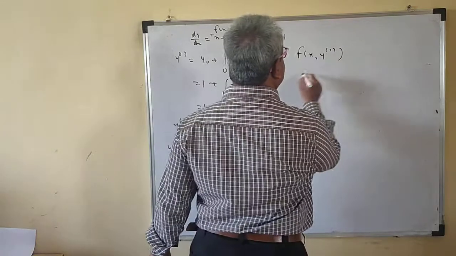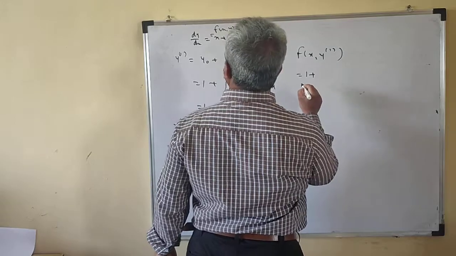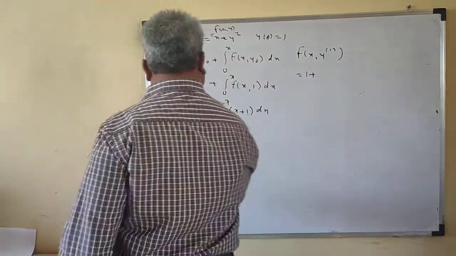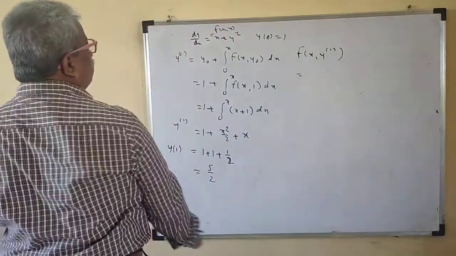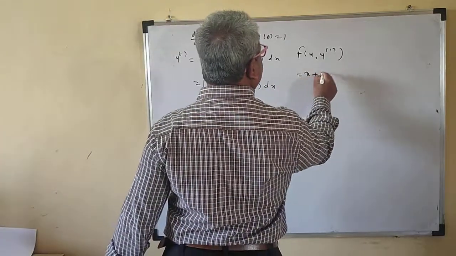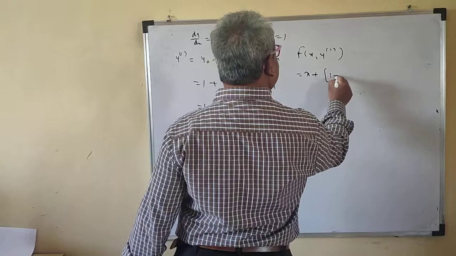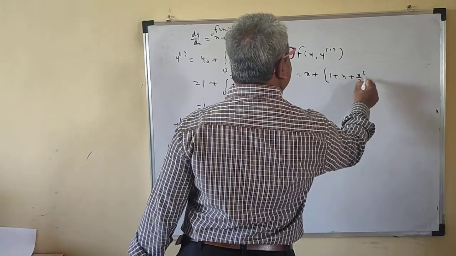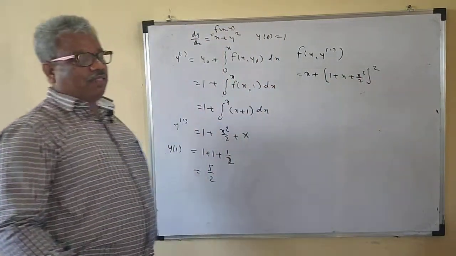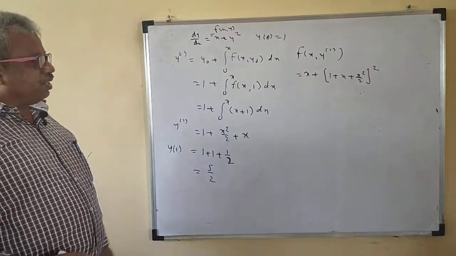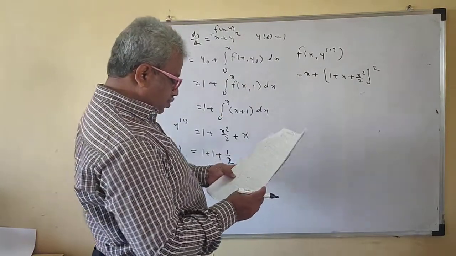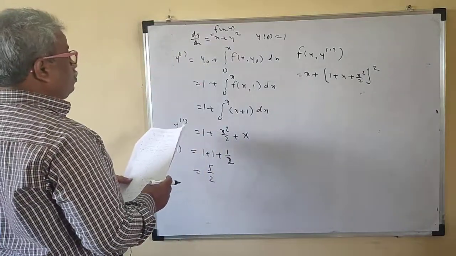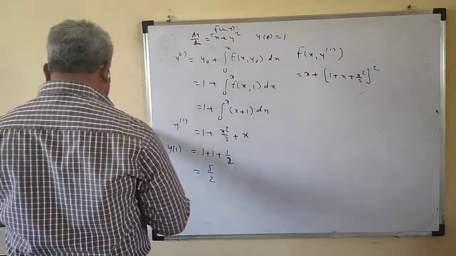What is f of x, y1 then? It is x plus y1 square. That means this is 1 plus x square upon 2, square. This will be the value of this one. If you take the square of that one and just simplify this, you get f of x, y1 also. I hope that you understand this.